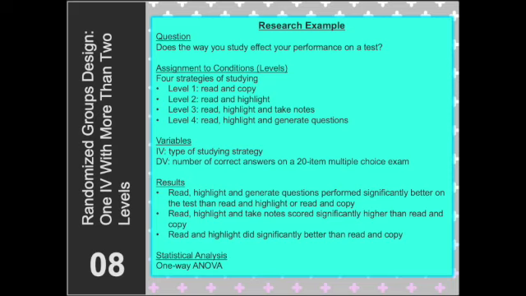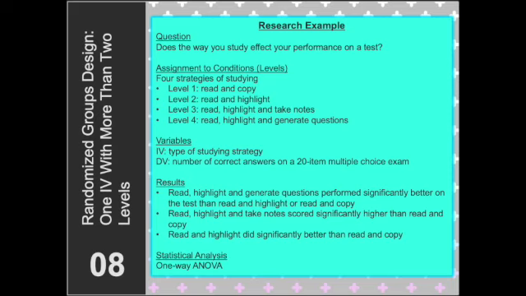So what you could do here is assign to multiple conditions. In this example, there's actually 4 different levels or conditions or groups. So you would randomly assign people to level 1, 2, 3, or 4. Level 1 is to read and copy as your strategy of studying. Level 2 is to read and highlight as your strategy of studying. Level 3 would be to read, highlight, and take notes. And level 4 would be to read, highlight, and generate questions. So the variables here are type of studying strategy, and then there's the 4 different types and the levels. And then the DV would be measured by the number of correct answers on a 20-item multiple choice exam.